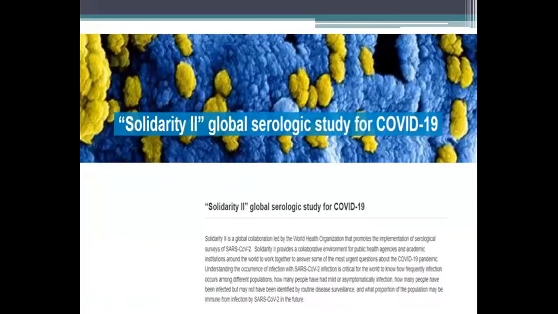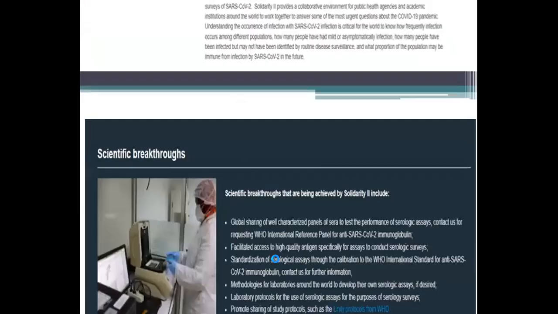There is also another trial, Solidarity 2, and the Global Serological Study for COVID-19, which is led by WHO and promotes implementation of serological surveys. Solidarity 2 provides a collaborative environment for public health agencies and academic institutions around the world.